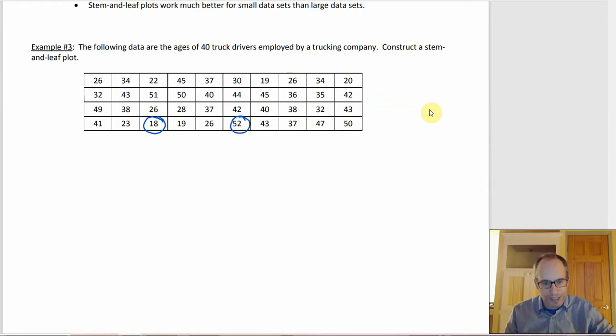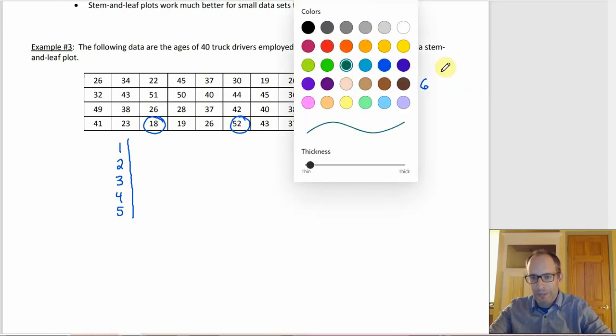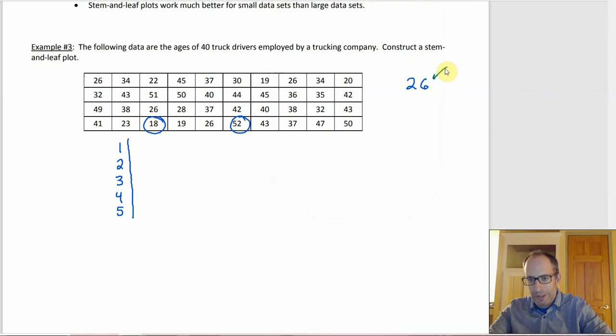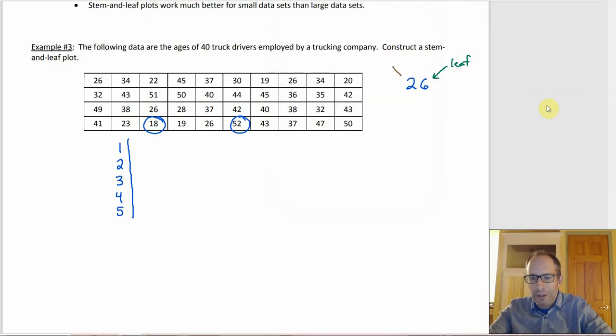So when I make this stem, I'm just going to go 1, 2, 3, 4, 5, like that. So I guess I could kind of diagram this. For the 26, the 6 is going to be the leaf, and maybe purple, brown, that'll stand out more. The 2 is going to be part of the stem. So watch what I do here.